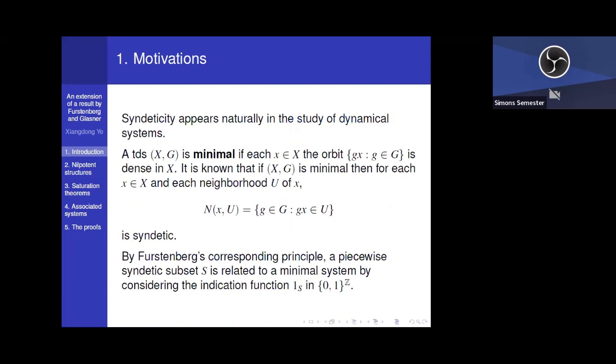Syndeticity appears very naturally in the study of dynamical systems. We say a dynamical system is minimal if the orbit of each point is dense in X. If it is minimal and you pick x and a neighborhood, then the return times set is syndetic. Using the Furstenberg correspondence principle, a piecewise syndetic subset is related to a minimal system. You just consider the indicator function in the shift in the symbolic system.